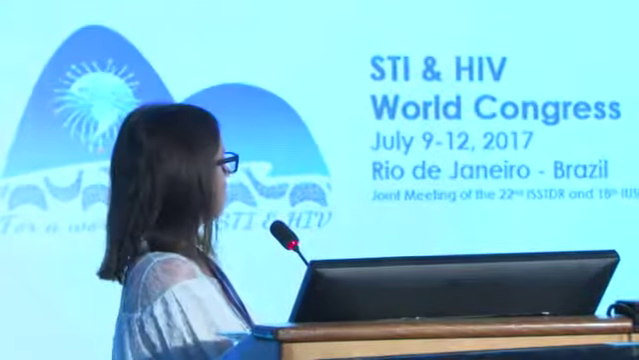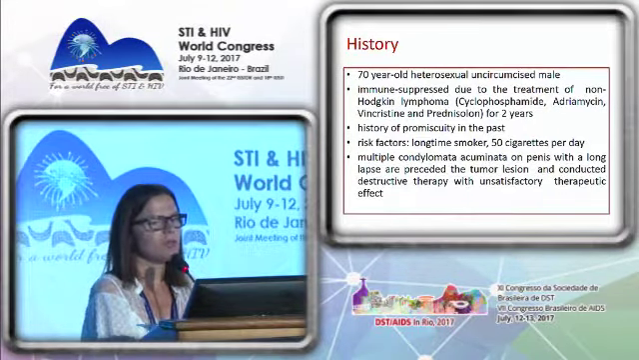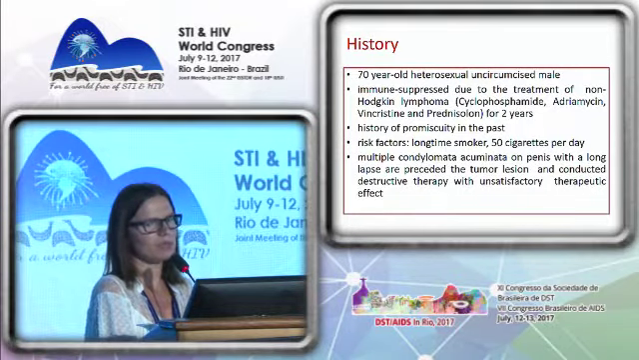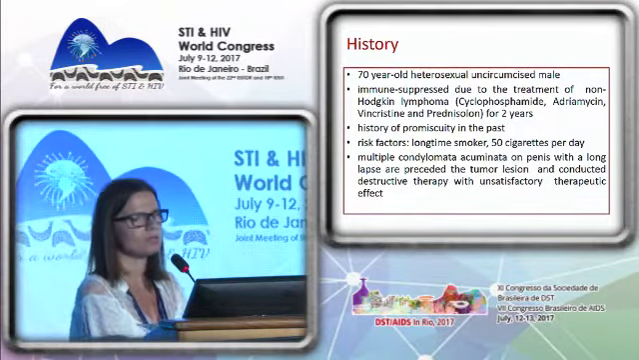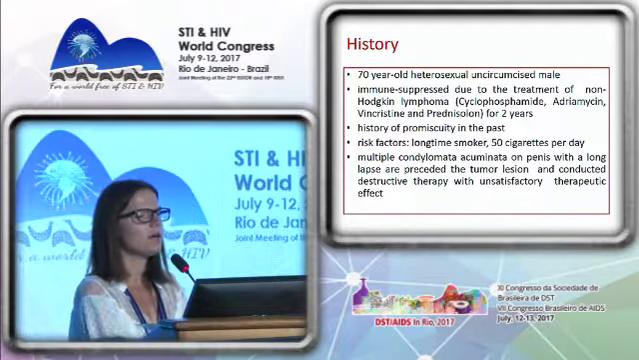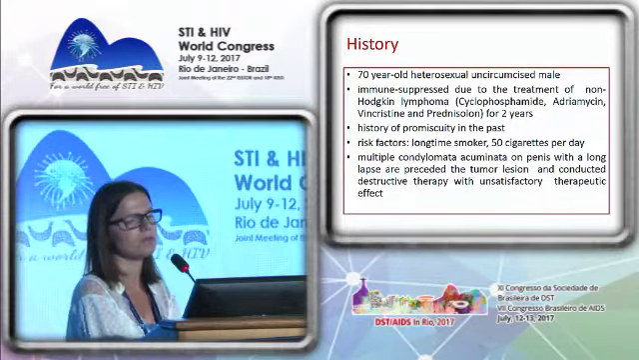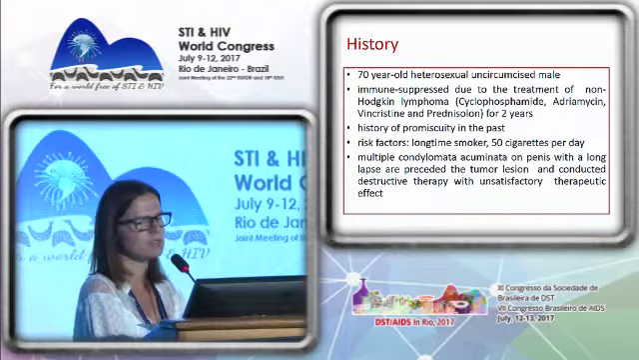Good morning, everybody. I'm going to present you a case of penile verrucous squamous cell carcinoma in a patient with non-Hodgkin lymphoma. Our patient is a 60-year-old, heterosexual, uncircumcised male, immunosuppressed due to the treatment of non-Hodgkin lymphoma with cyclophosphamide, adriamycin, vincristine, and prednisolone for 2 years. He had a history of promiscuity in the past, and he is a long-time smoker. He smokes 50 cigarettes per day.